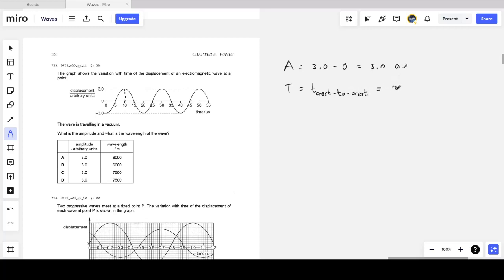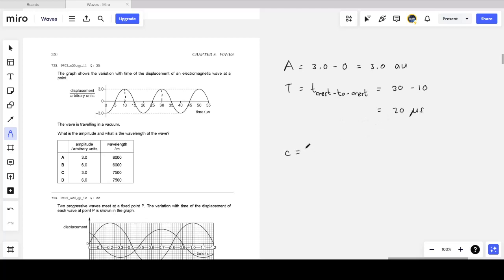And this is 30 minus 10. So I've chosen those 2 points. That's one wavelength, crest to following crest. And this is 20, but I must be careful. The units are microseconds. But the options ask us for amplitude and wavelength, not amplitude and period. So I have to figure out how I'm going to get the wavelength from the period.